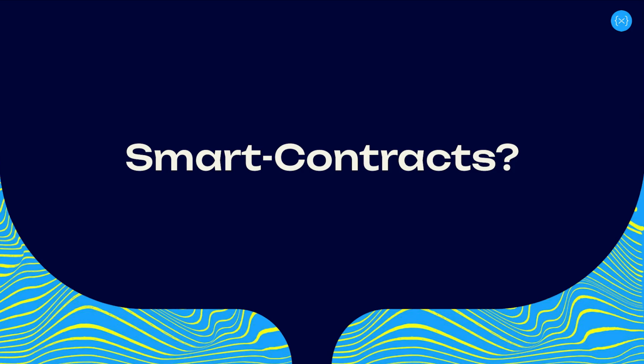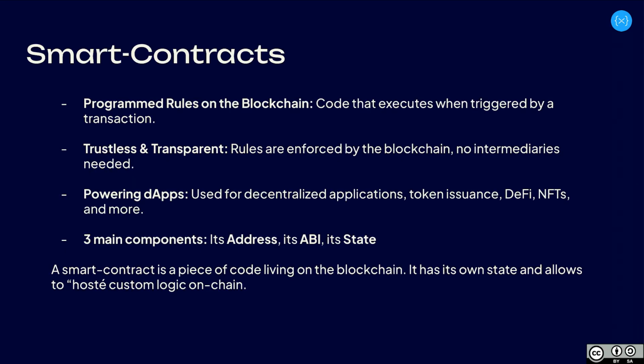So we talked about what the EVM is, but we didn't define what a smart contract is. And this is, I think, the most interesting concept in what we'll see today, because it will be the new way you interact with a blockchain. So a smart contract is mostly a program. It's programmable rules on the blockchain. It's code that is executed when it's triggered by a transaction.